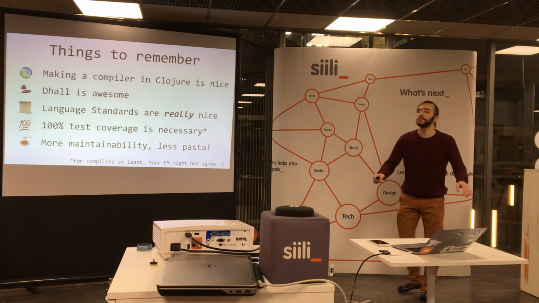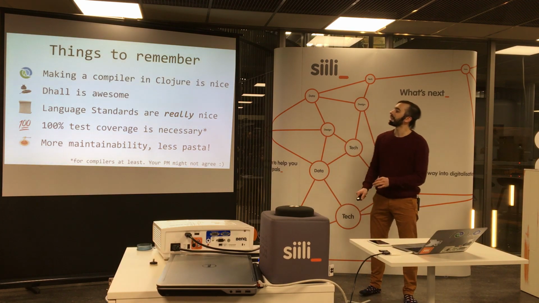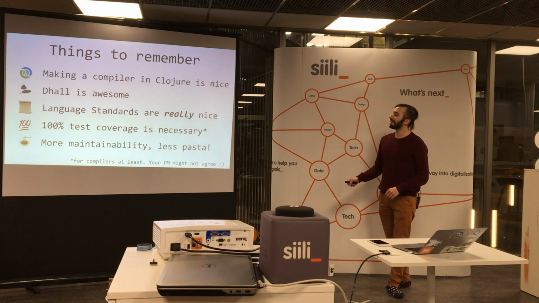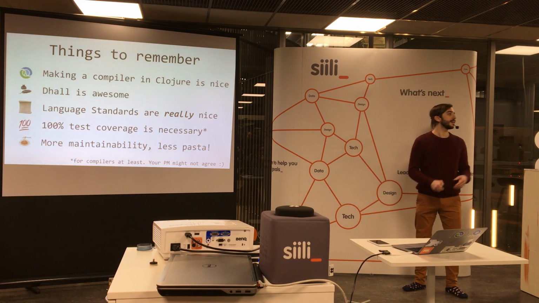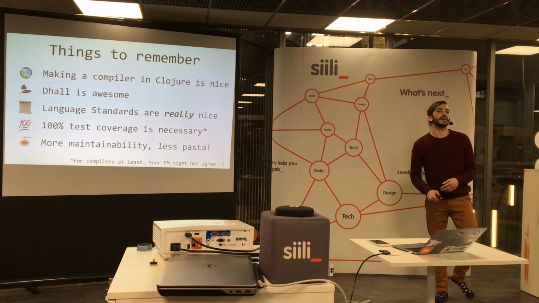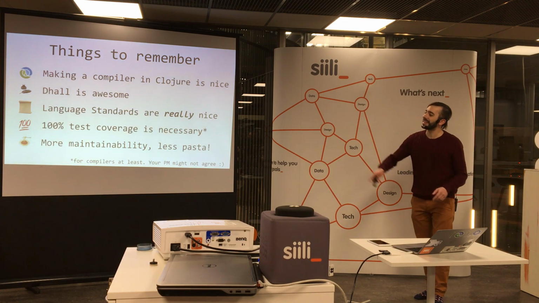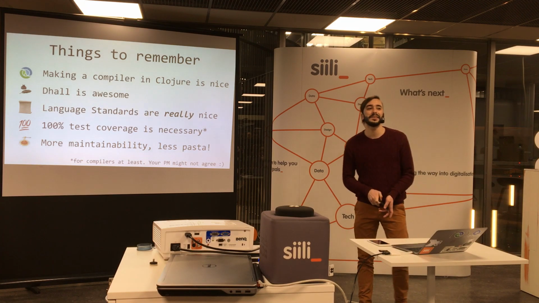So, things to remember from today: making a compiler in Clojure is nice. Dhall is really great. Language standards are awesome, and 100% test coverage is necessary. Well, for compilers at least. If you can, try to discuss this with your PM, maybe they don't agree. But yes, stuff should be more maintainable and less spaghetti. Thank you.